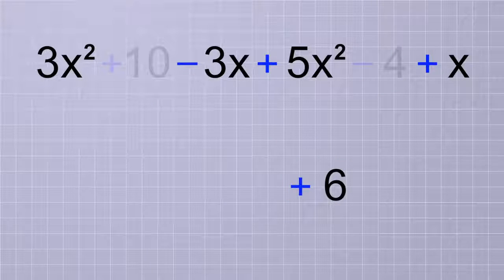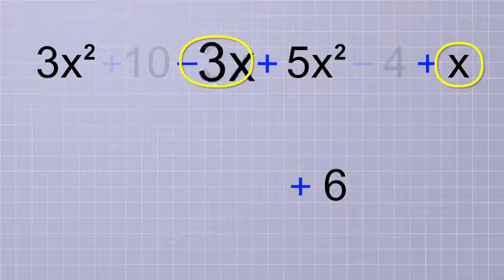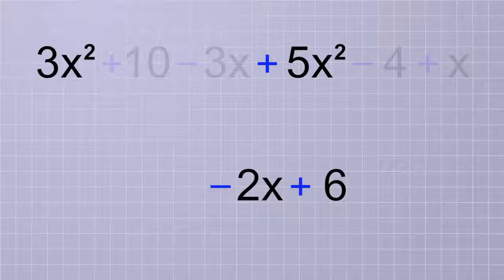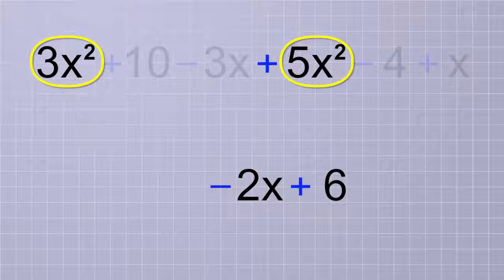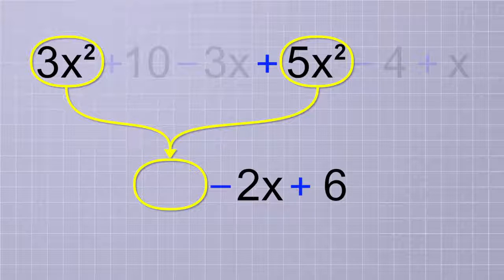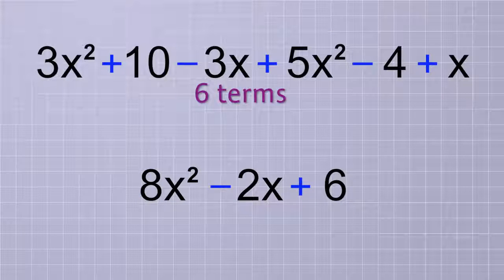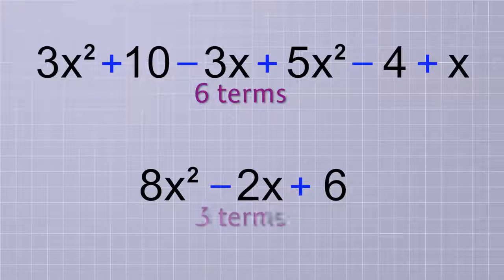Next, we see that there are also 2 first-degree terms, negative 3x and positive x. Those are like terms, so we can combine them. Negative 3x plus 1x gives us negative 2x. Last, we see that there's also 2 different terms that have the variable part x squared, so we can combine them too. 3x squared plus 5x squared gives us 8x squared. So our polynomial started out with 6 terms, but we were able to simplify it to just 3 terms. 8x squared minus 2x plus 6. That almost made algebra seem fun, didn't it?